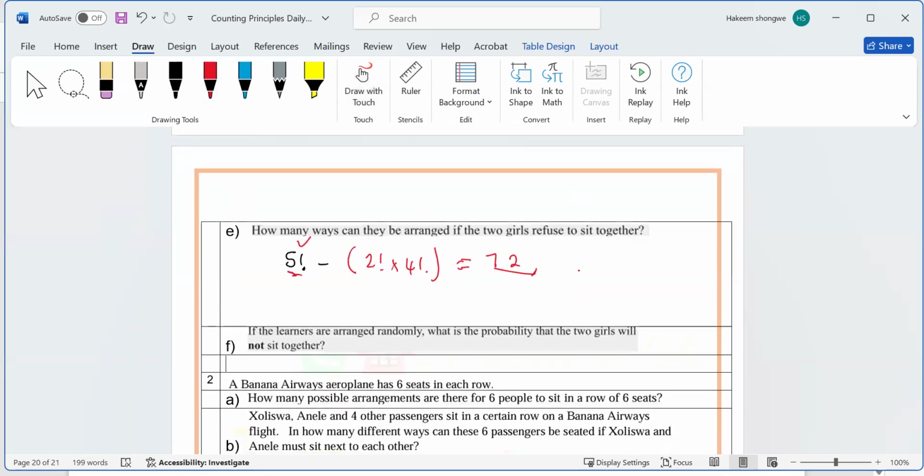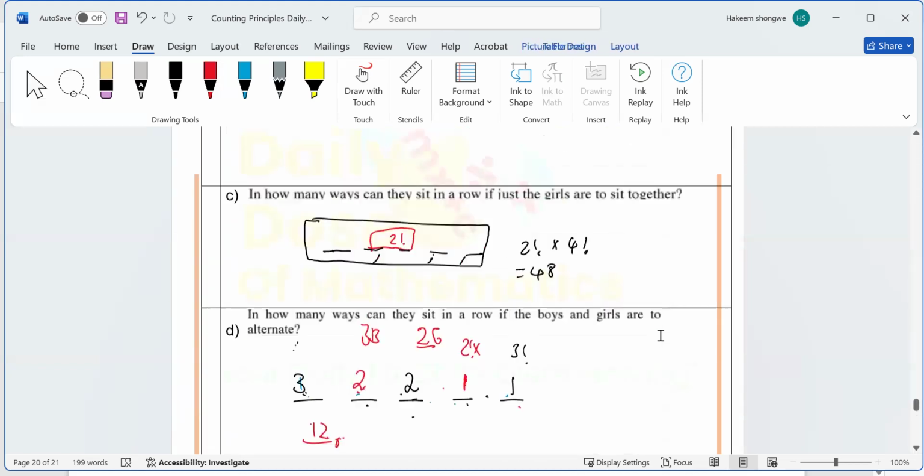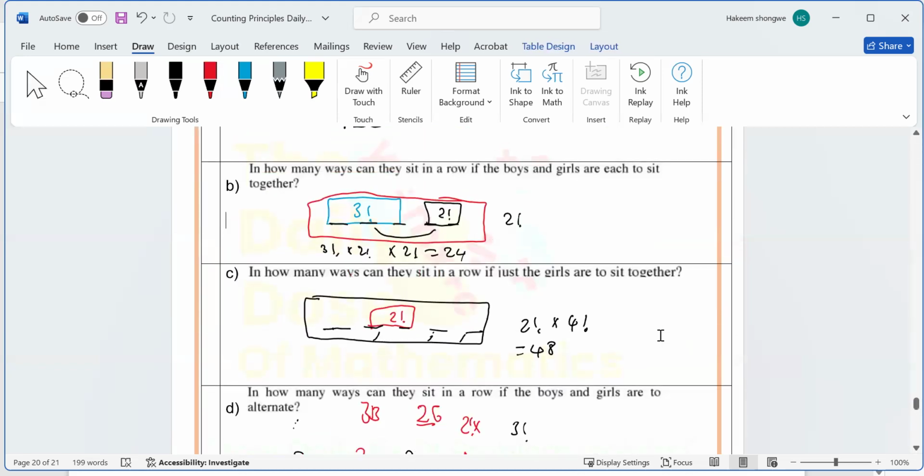Number F. Whatever you said, you're dealing with that wrong. Which one? How many ways can? You use the 48. This part, this one that we just did, the girls are not sitting together. How many ways can the girls be seated, if just the girls are sitting together?